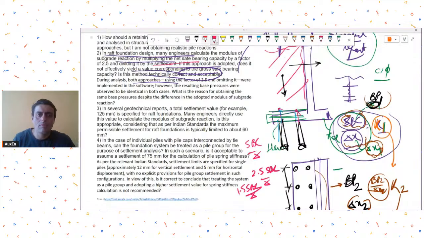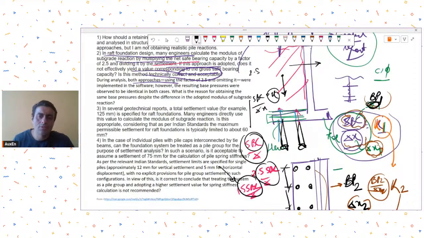Whatever your starting point may be, until convergence is achieved between the assumed value of bearing pressure and settlement, you have to keep on iterating. So maybe someone assumes SBC upon settlement and gets a K value, uses it. Someone else is using 2.5 times SBC upon settlement and using that K value. These two people may have to do a different number of iterations. But finally, you should be trying to get the same bearing pressure value and settlement value that you had assumed while calculating and inputting the K.